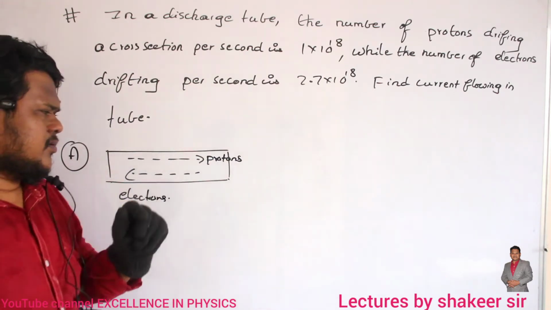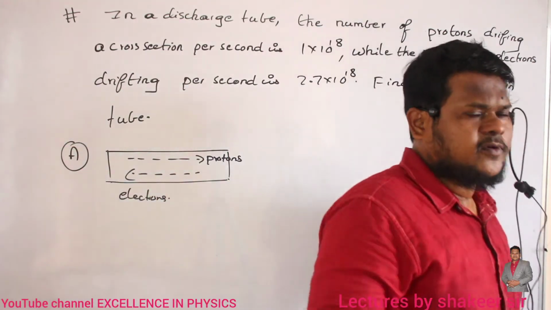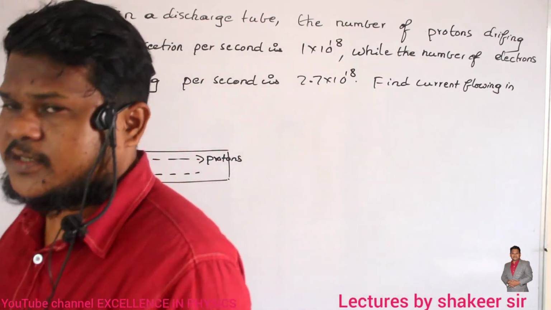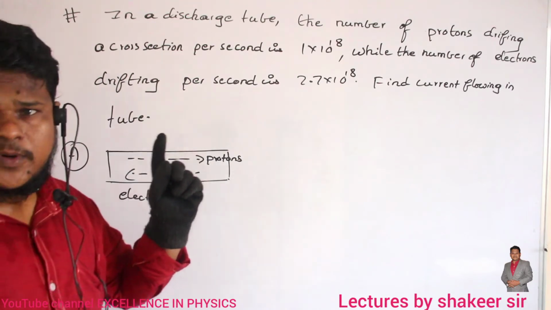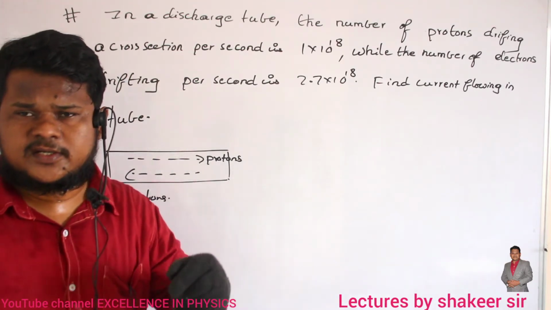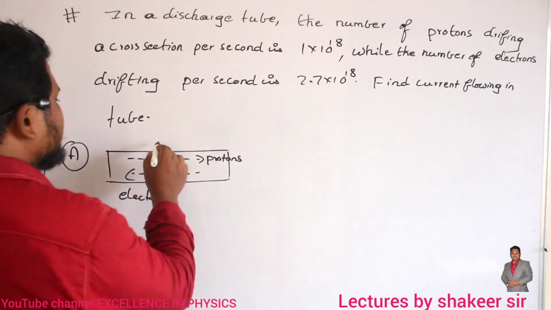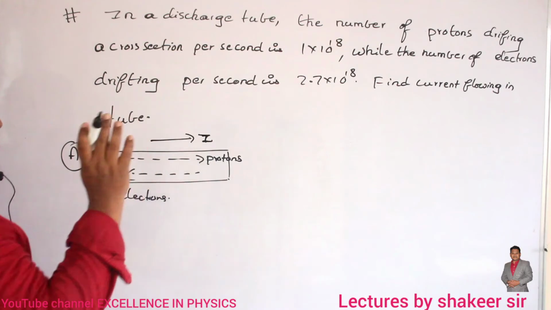Clear? Now, which one is current here? Is current the flow of positive charges, or the flow of negative charges? What is current in this condition? Current is always the flow of positive charges. The direction of current is taken to be the direction of flow of positive charges. So definitely I can say this is the direction of current, which is due to the flow of positive charges.